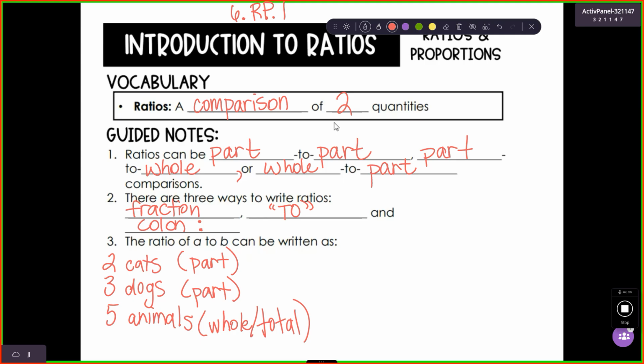I want to write a ratio, just part to part. What are my 2 parts? 2 cats and 3 dogs. 2 cats and 3 what? Okay. So 2 cats and 3 dogs. I'm doing a part to part first.